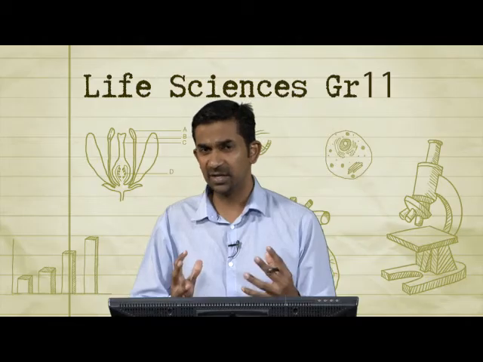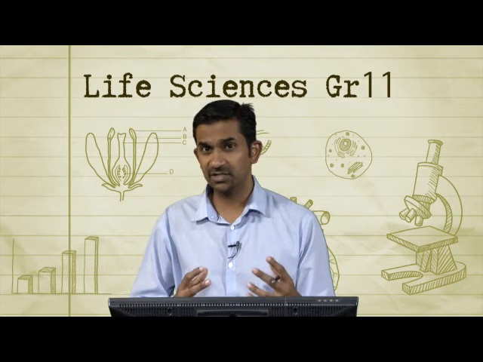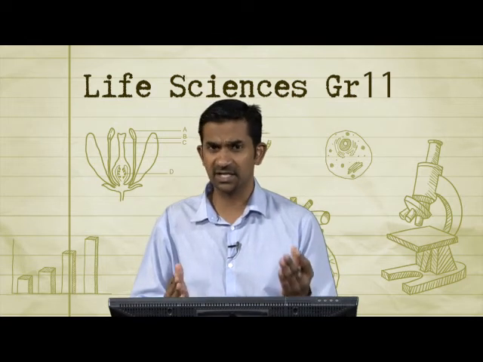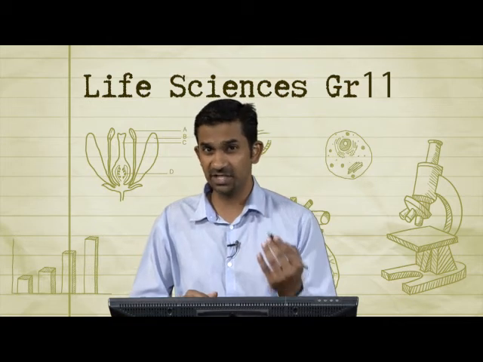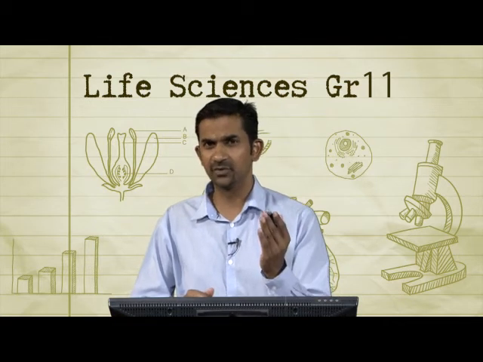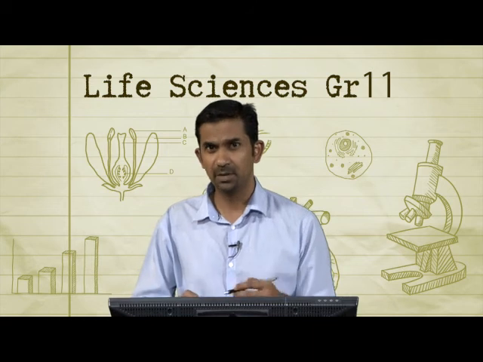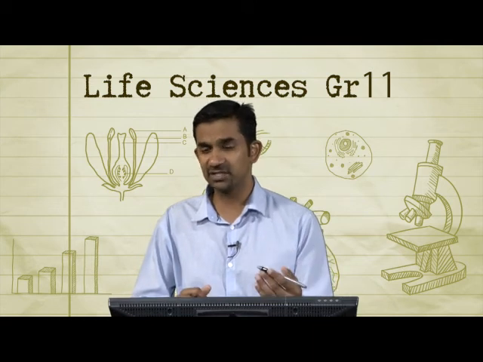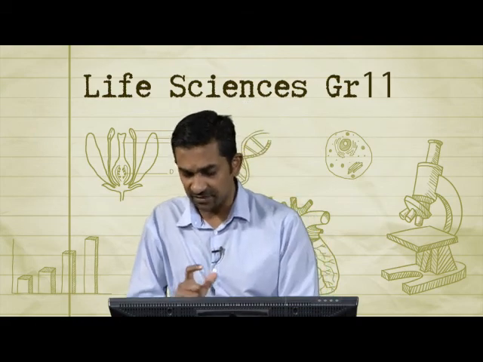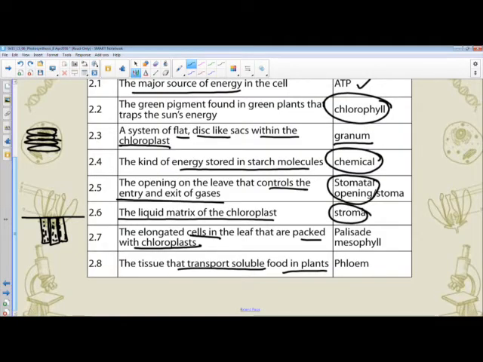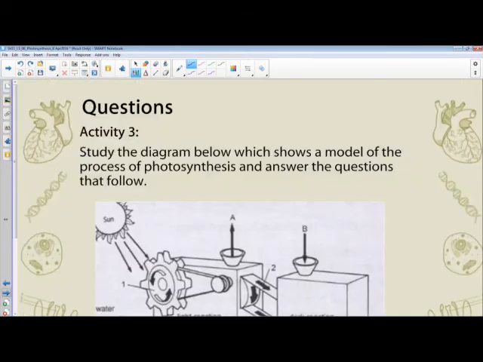And then finally, the tissue that transports soluble food in plants. Taking us back to grade 10, guys, you know that plants are vascular and contain vascular tissue. The two types of vascular tissue are xylem and phloem, and these two tissues are important for the transportation of water from the roots to the leaves for photosynthesis. But we also have a system that takes the organic compounds produced back to the rest of the plant, and that transport tissue is referred to as the phloem tissue. So well done if you've got those correct.